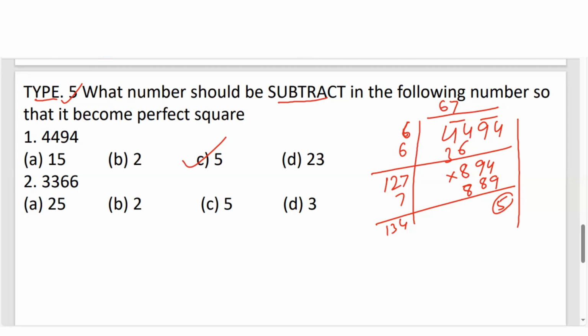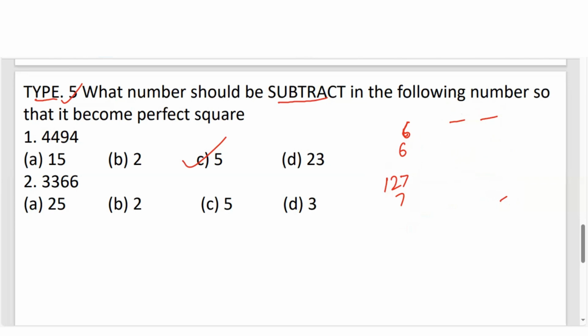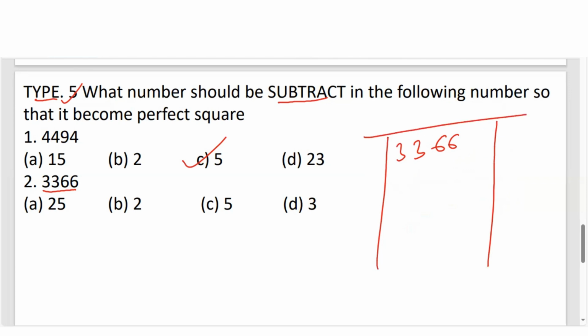Let us see the next question also by the same method, because the question is the same. What number should be subtracted from the given number? That number is 3368, so that it becomes a perfect square. So again, my number is 3368. Just check it. First we are making pairs from the right: first pair, second pair.